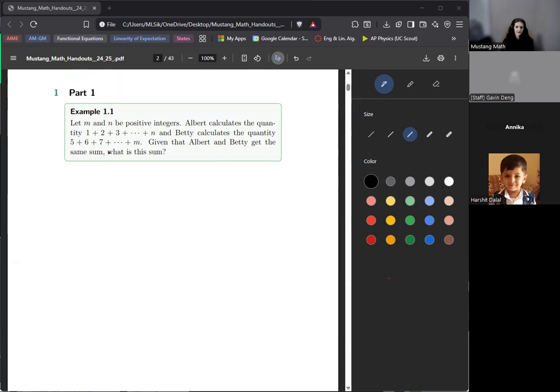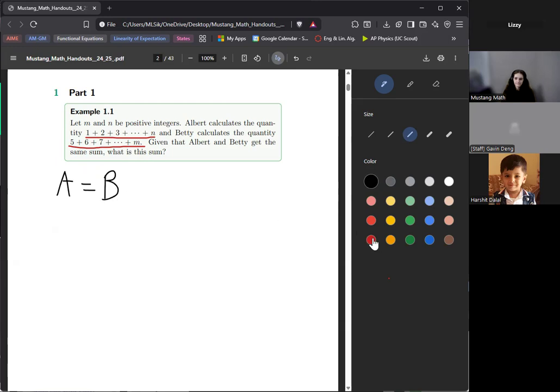So here's our first problem. Let m and n be positive integers. Albert calculates the quantity 1 plus 2 plus 3 and so on up to n, and Betty calculates the quantity 5 plus 6 plus 7 all the way up to m. Given that Albert and Betty get the same sum, what is this sum? So how can we add up all of these numbers? Because we know that A and B are going to get the same sum.